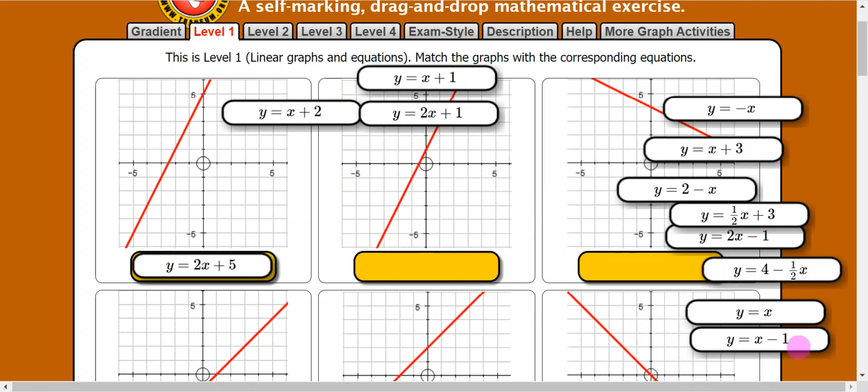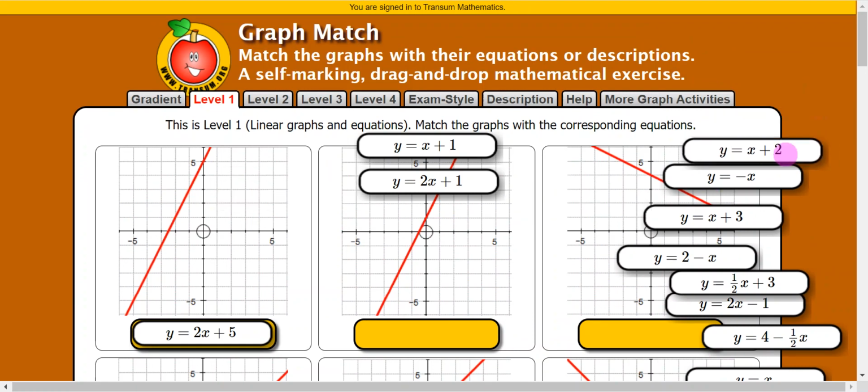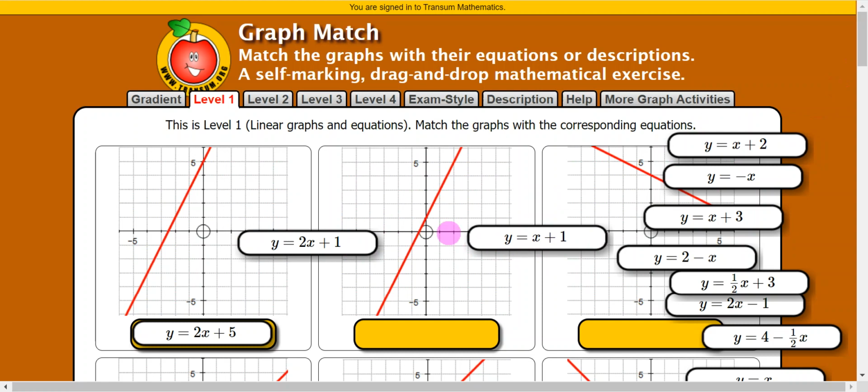So this is how we were doing this task. It's not that one. So which one is it? Well, if it was x plus 1, it would be going across 1 up 1, and it's not. It's going across 1 up 2, so therefore it's 2x plus 1.